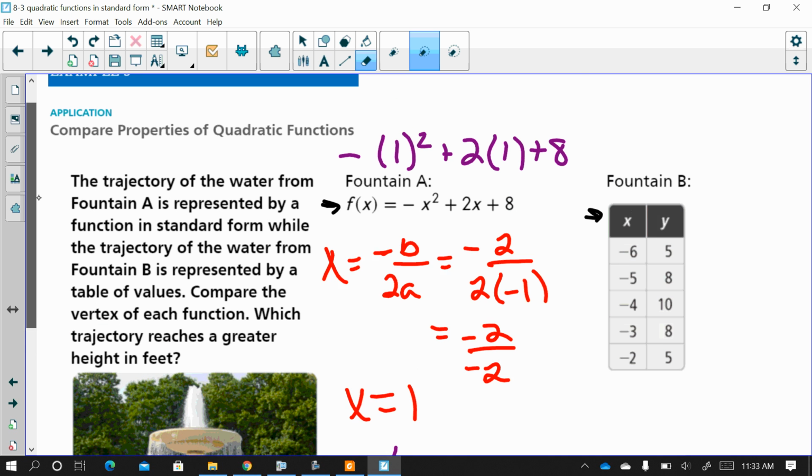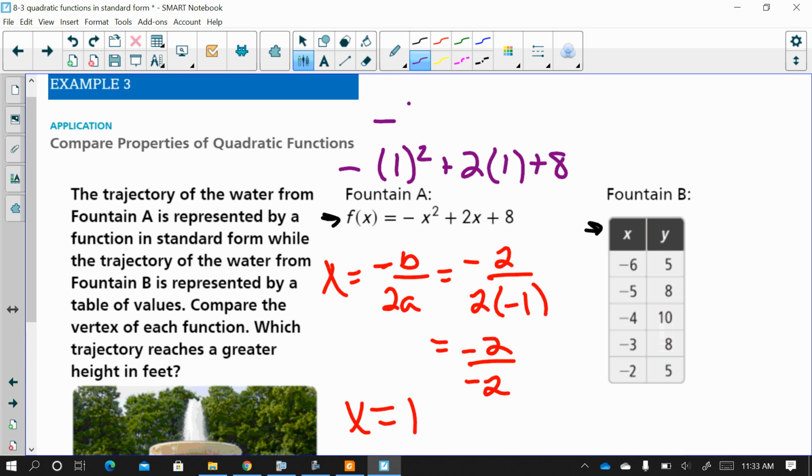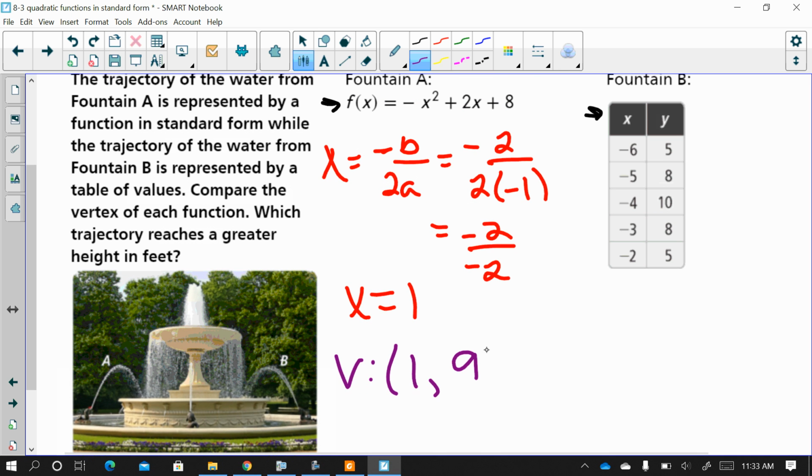Okay, so 1 squared is 1. I'm making it negative, so that's negative 1 plus 2 plus 8. We get a positive 1 plus 8 is 9. So our vertex is the point (1, 9).